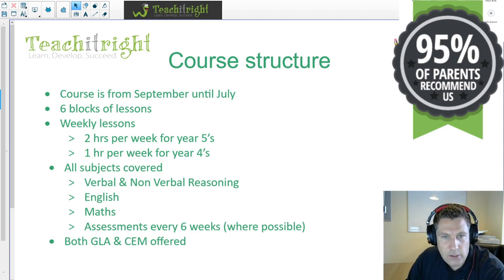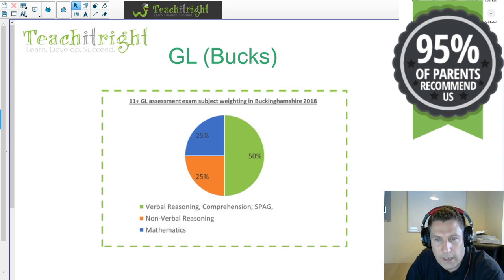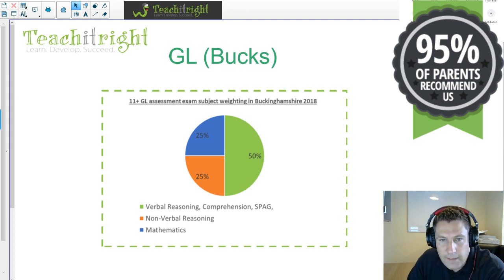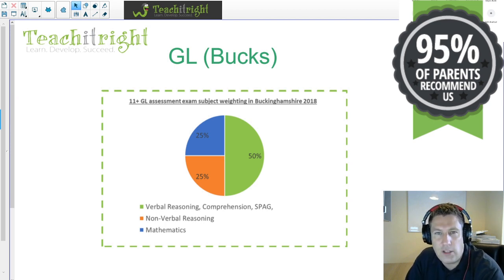The next slide that I'm going to show you provides a pie chart just to show the weighting of the subject areas in GL Assessment for Buckinghamshire. The dominant subject, as you can see from the pie chart, is 50% for verbal reasoning, comprehension and SPAG, spelling, punctuation and grammar. Non-verbal reasoning represents 25% and mathematics represents 25%.